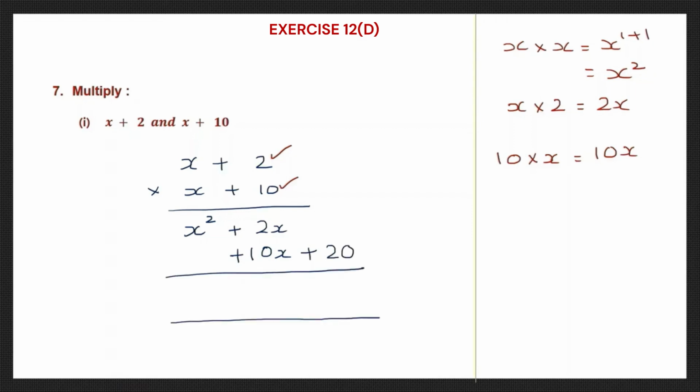Now let's work this out. So in the x square column we have only x square. Now in the next column we have plus 2x plus 10x. So signs are the same, put the same sign and add. 10 plus 2 is 12, and then we write x, and then here we have 20. So what's the final answer? X square plus 12x plus 20.